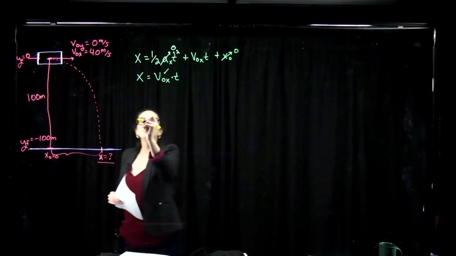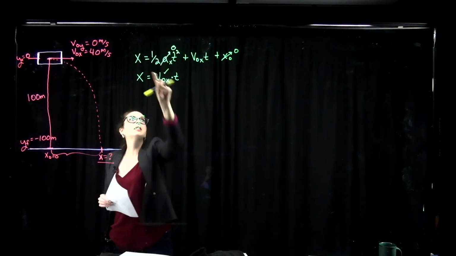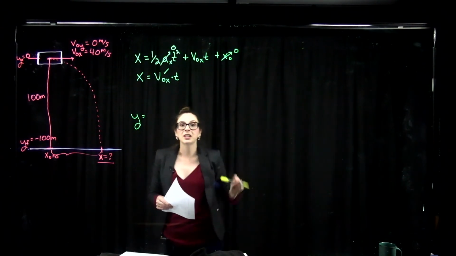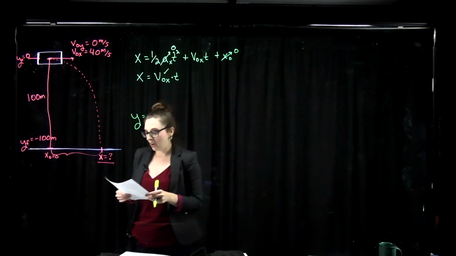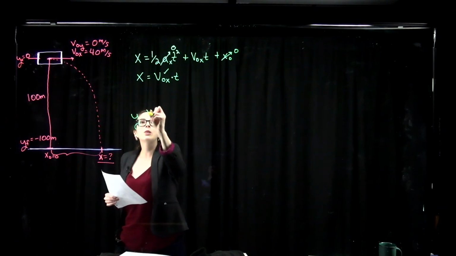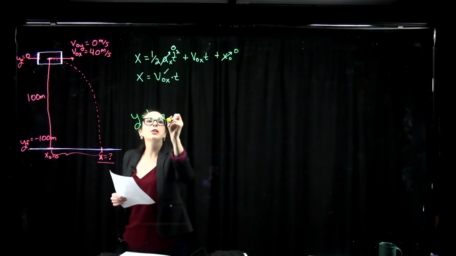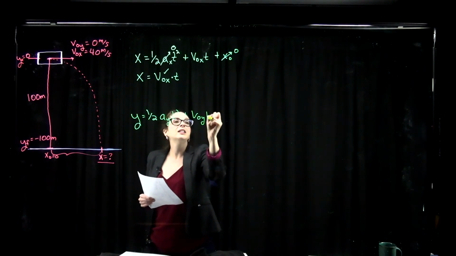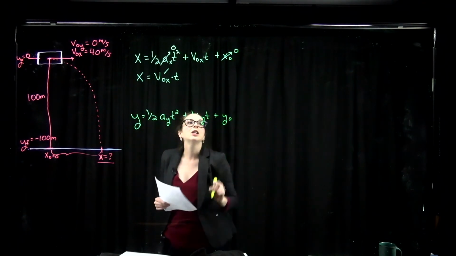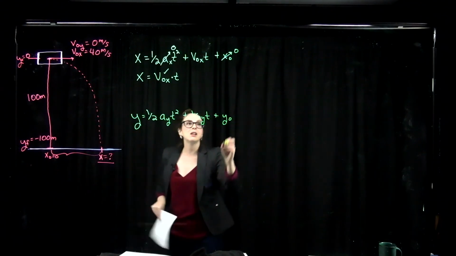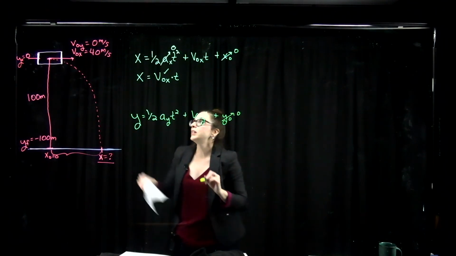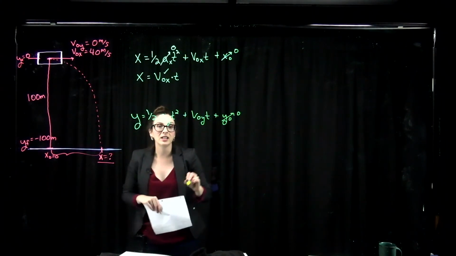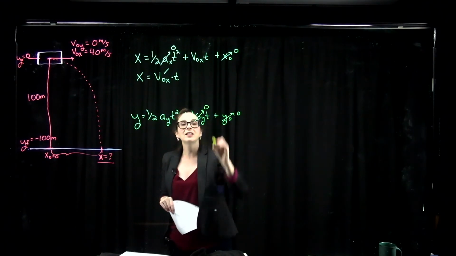Well, let's try this same equation here, except in the vertical direction. Let's say y is equal to 1/2 acceleration in the y direction t squared plus v naught y t plus y naught. So we said that y naught is 0. We said that there's no initial velocity in the vertical direction. That's 0.